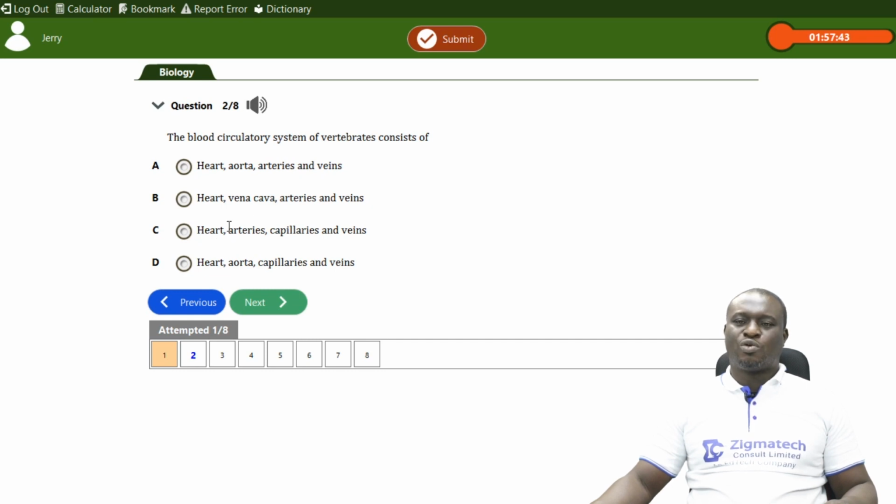Okay. So it is generally said it is from the heart to the arteries, and from the arteries to the capillaries, and from the capillaries it returns back, enters the veins, and then from the veins it returns back to the heart, and then the cycle continues again.